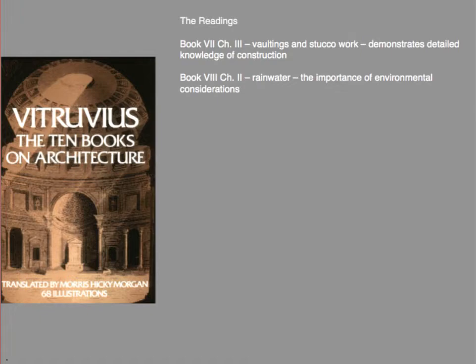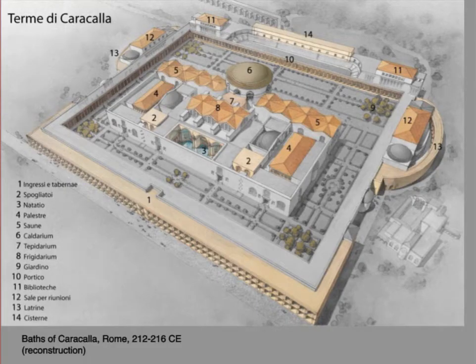Well, I'm going to conclude this lecture by looking at one of the major buildings of Roman antiquity, the Baths of Caracalla in Rome, which was one of the largest and most complex building projects ever carried out in Roman antiquity, and indeed in any age of architecture. It presented formidable problems of structure, spatial organisation, as well as the management of resources.